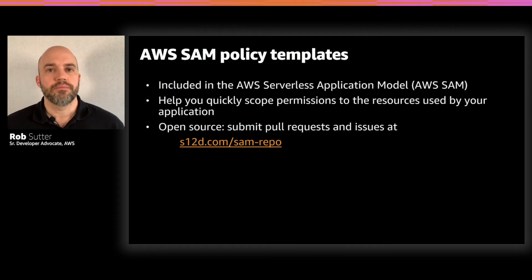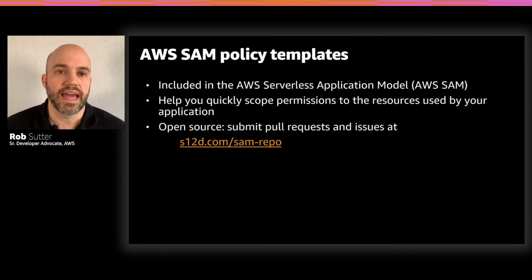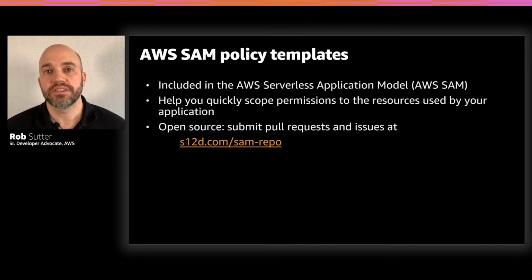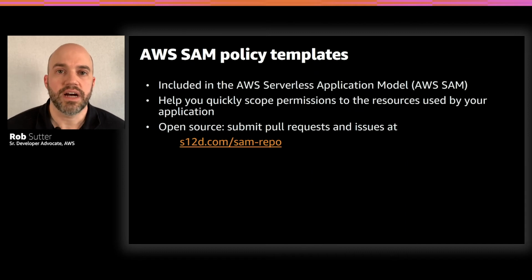These AWS SAM policy templates are included in AWS SAM. It's part of what you get when you build your applications with SAM. This helps you quickly deploy and deliver applications that don't have excessive permissions, using best practices to enable access to only the resources your functions need. AWS SAM is also open source, and if you visit the link on the slide, you'll see the repository where you can contribute your own policy templates for inclusion in SAM.